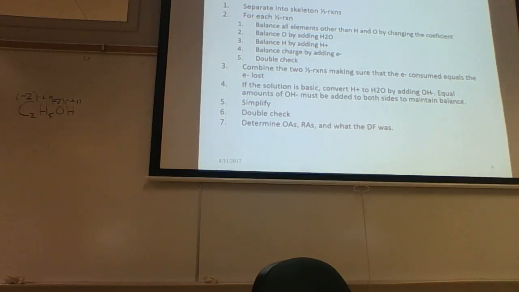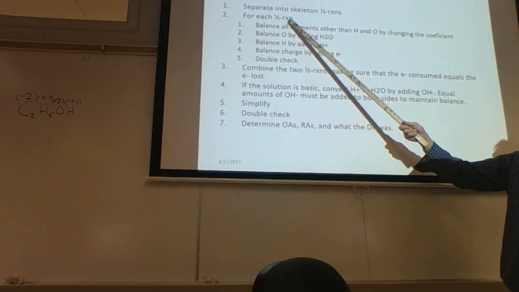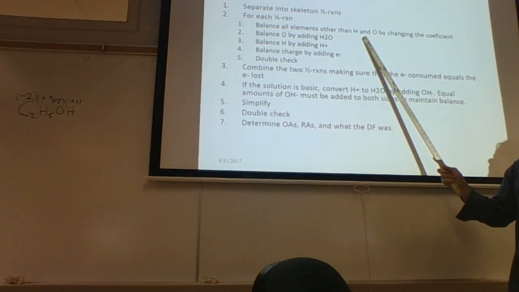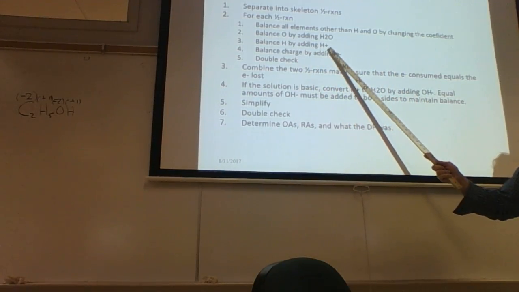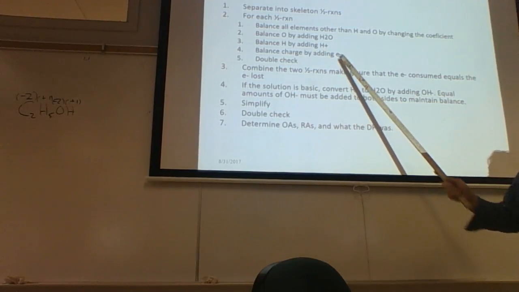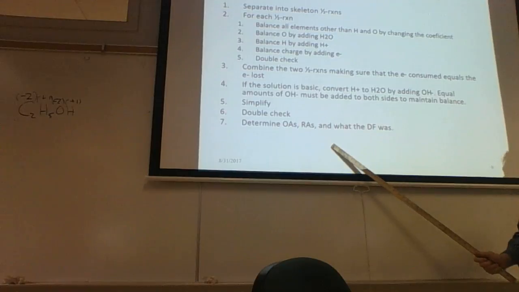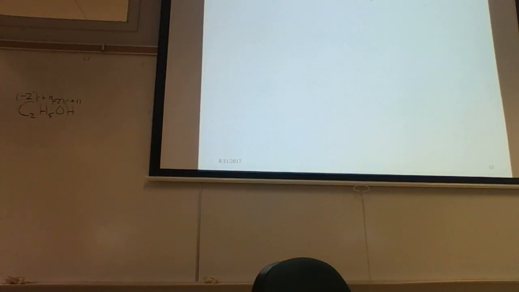Once we have the skeleton redox done, we just separate it into half reactions. And so here we separate each half reaction. So we do ethanol goes to CO2. We balance all elements other than hydrogen and oxygen. Balance the oxygens by adding water. Balance the hydrogens by adding H+. Balance the charge by adding electrons. And then add the two half reactions, and we get the net reaction. That's what we do. That's in chapter 5. So here's some examples of skeleton redox reactions.